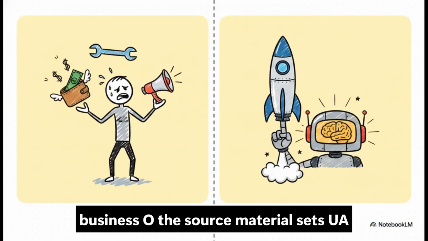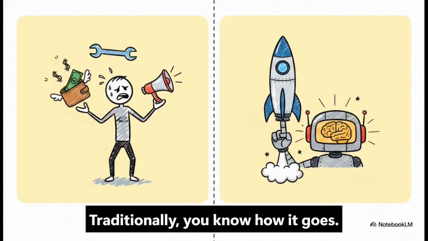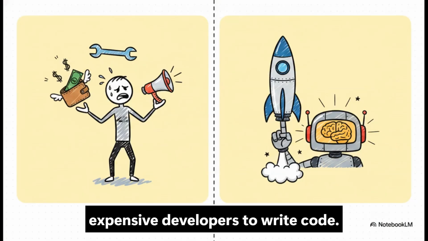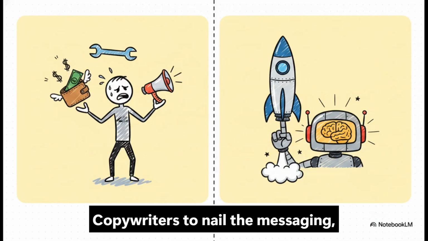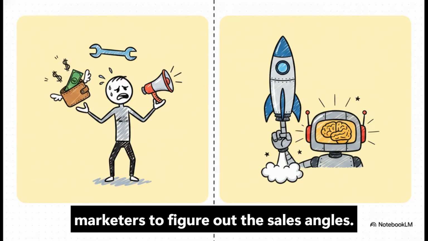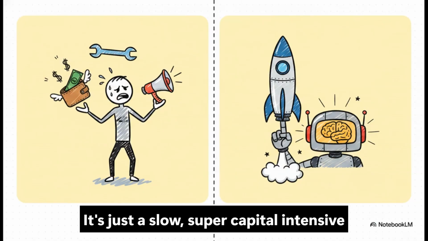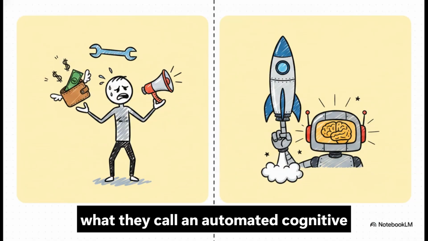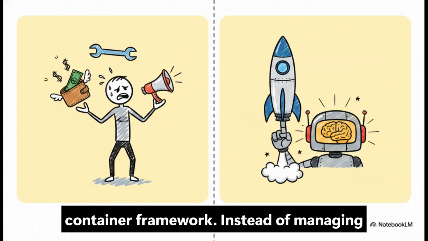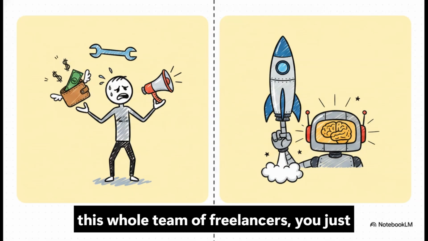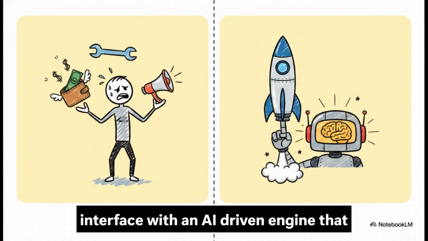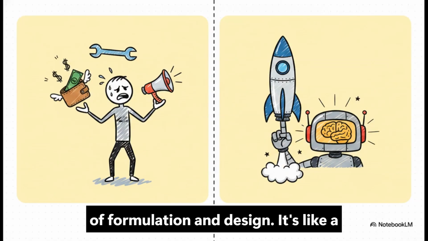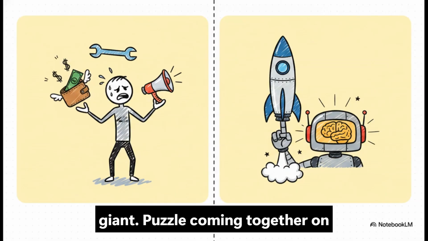So the source material sets up a really stark contrast here. Traditionally, you know how it goes. Building a business means hiring expensive developers to write code, copywriters to nail the messaging, marketers to figure out the sales angles. It's just a slow, super capital-intensive process. But Build A Biz claims to completely replace all that friction with what they call an automated cognitive container framework. Instead of managing this whole team of freelancers, you just interface with an AI-driven engine that literally handles all the heavy lifting of formulation and design. It's like a giant puzzle coming together on autopilot.